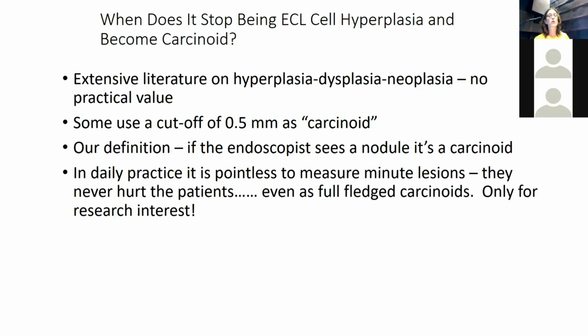However, some people do use this tiny 0.5 millimeters as a cutoff for when you start to say it's a carcinoid, and I'm using the old terminology. I'm so lazy that if the endoscopist sees a nodule and I see a neuroendocrine proliferation, it's a carcinoid, but the patient's going to be fine.